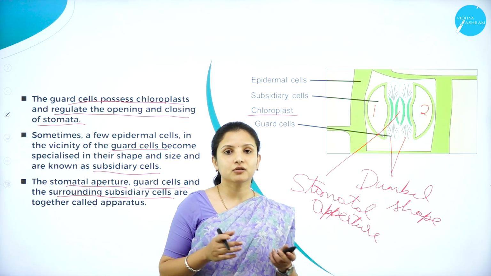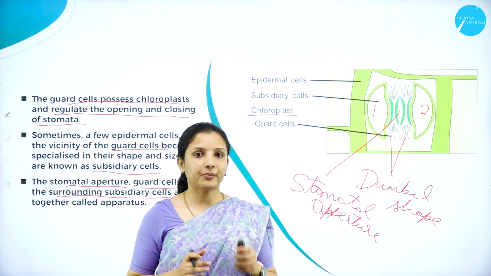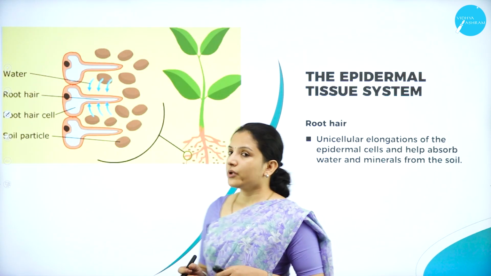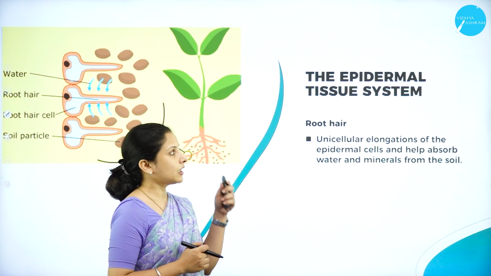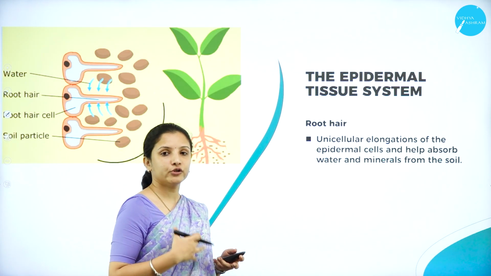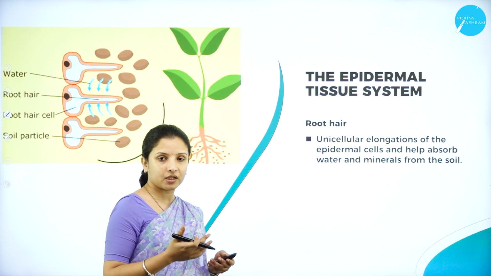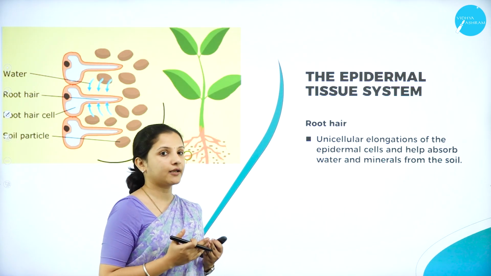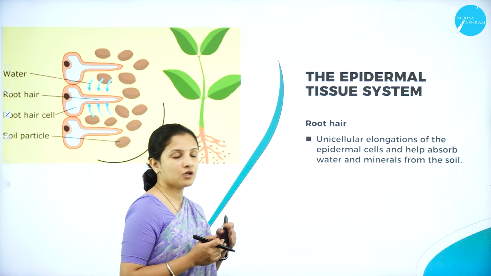All these together constitute the stomatal apparatus. So this is about the stomata. So next, moving on to a few of the other epidermal tissue system. I told you that from the epidermis, or from the epidermal cells, even trichomes, the root hairs and the shoot hairs arise. So first we shall study about the root hairs.